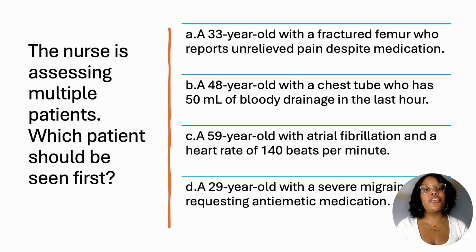All right, next question. The nurse is assessing multiple patients. Which patient should she go see first? So we have a 33-year-old with a fractured femur who reports unrelieved pain despite medication. We then have a 48-year-old with a chest tube who has had 50 ml drainage in the last hour. We then have a 59-year-old with AFib and a heart rate of 140. All right. And then we have a 29-year-old with a severe migraine requesting antiemetic medication. So who are we going to go see first? This one is a good one.